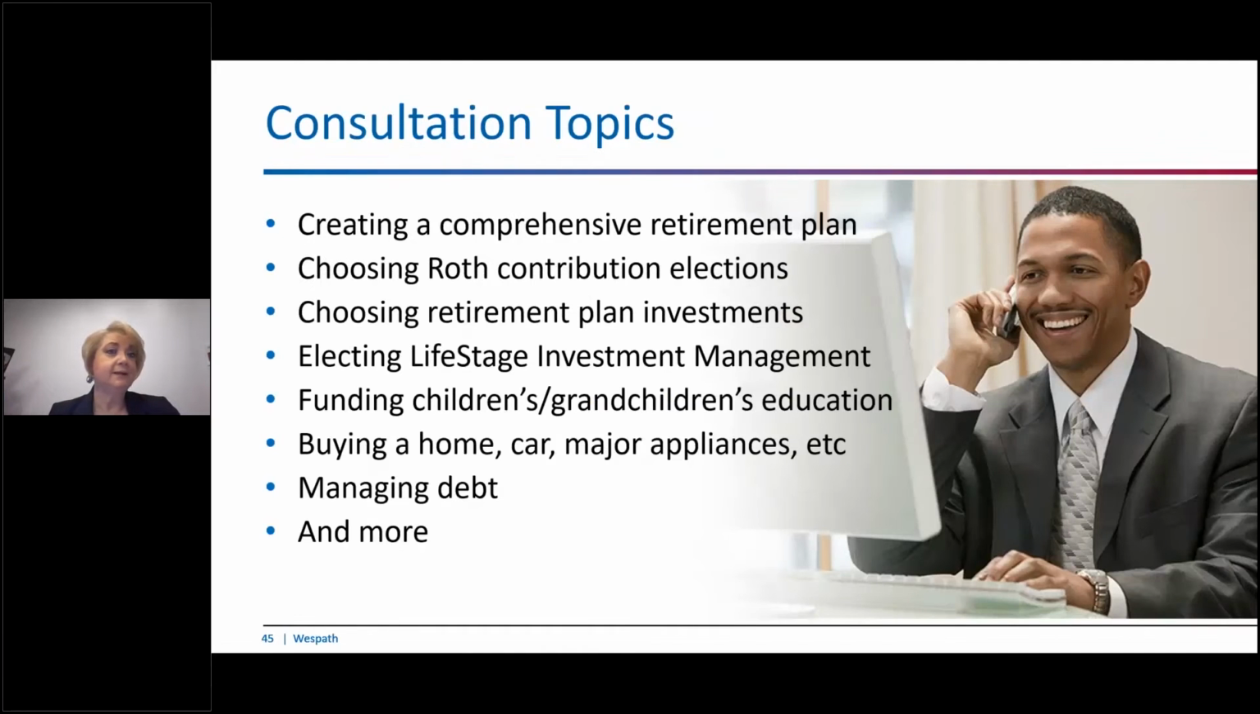Here's just a sampling of topics that you can talk to them about. Regarding your comprehensive retirement plan, as Bobby alluded to earlier, Roth contributions. Is that or is that not something that's viable or a good option for me? Again, managing debt, that's always a big one that people seem to have. Maybe if you want to set up a fund for your grandchild's education, that's definitely something you can talk to them about.